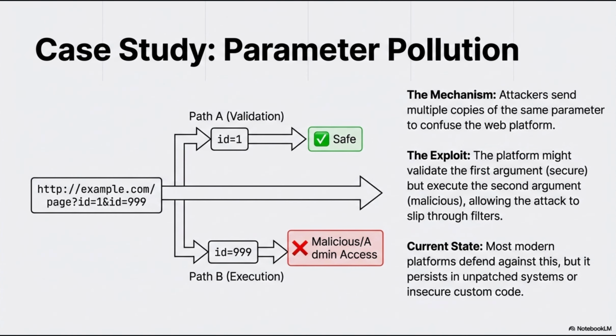Now, a case study for this is parameter pollution, where attackers send multiple copies of the same parameter to confuse the web platform. The exploit is that the platform might validate the first argument and secure it, but execute the second argument, which is malicious, allowing the attack to slip through the filters. Most modern systems defend against this, but it persists in legacy unpatched systems or insecure custom code.